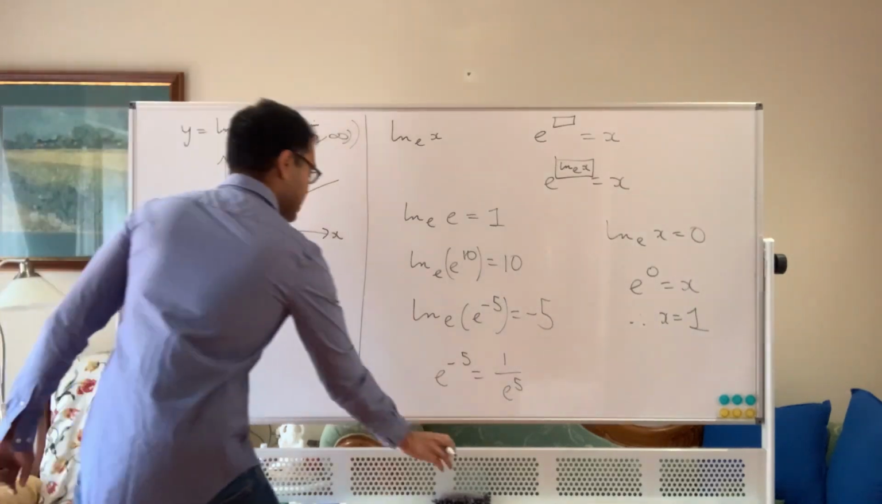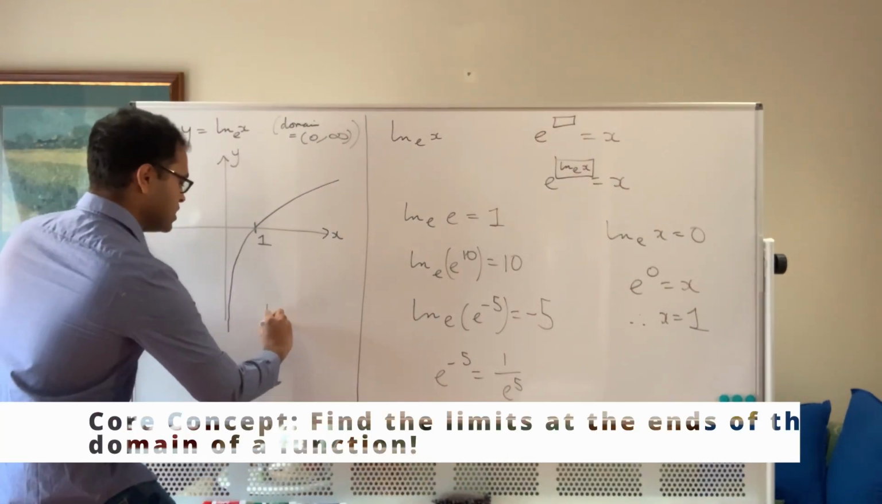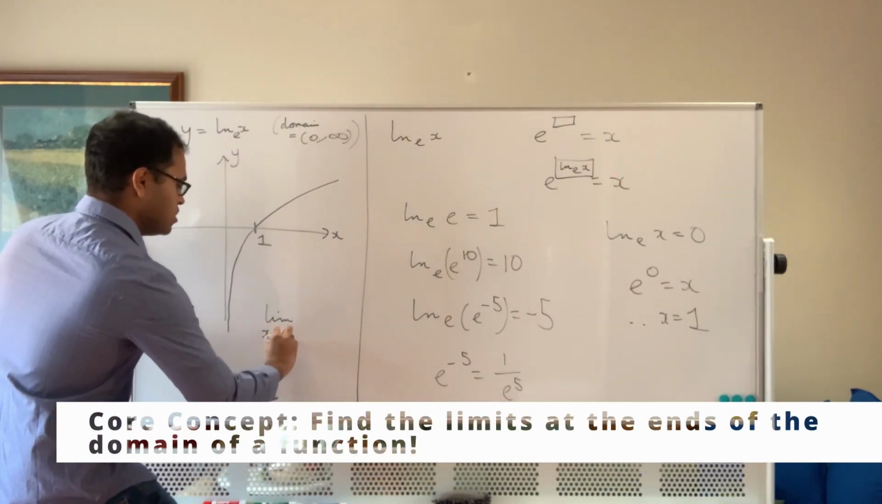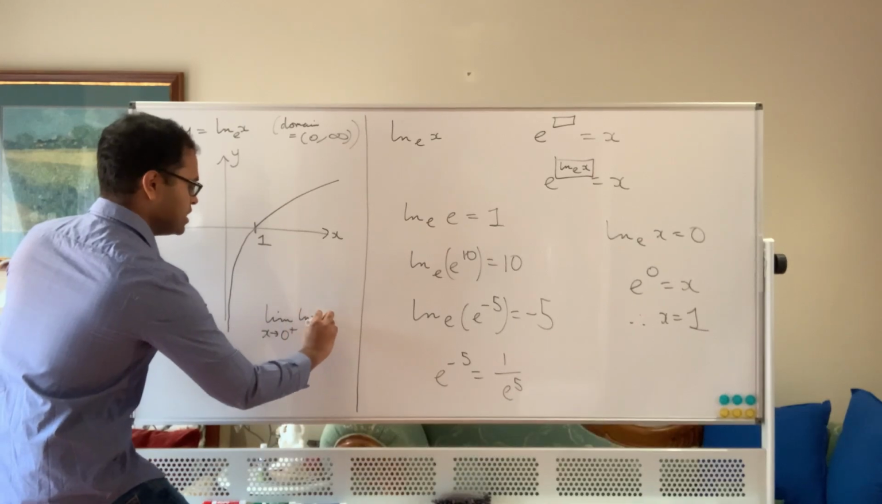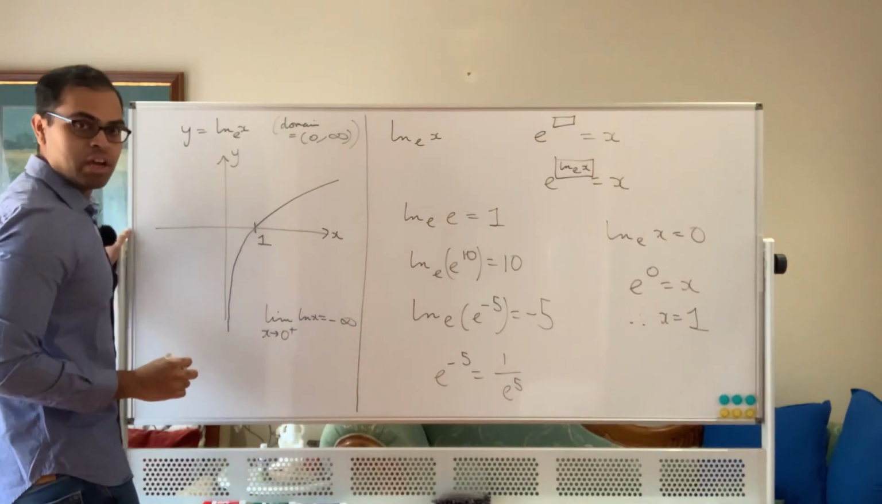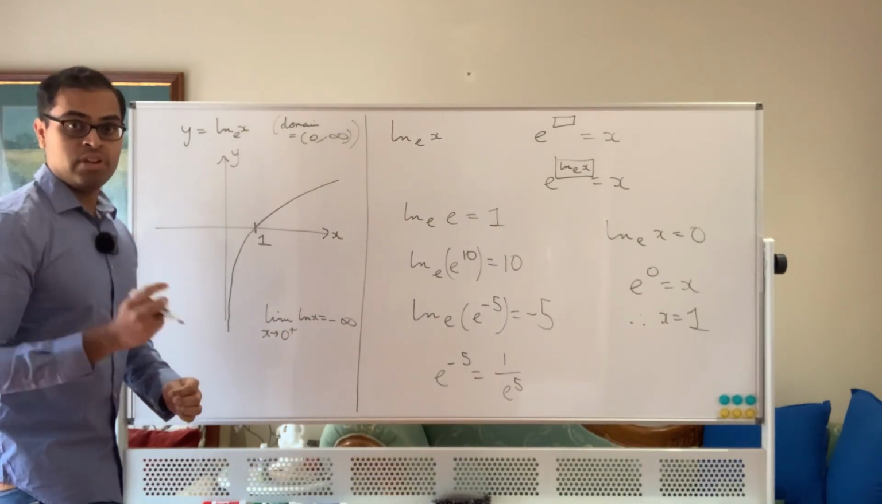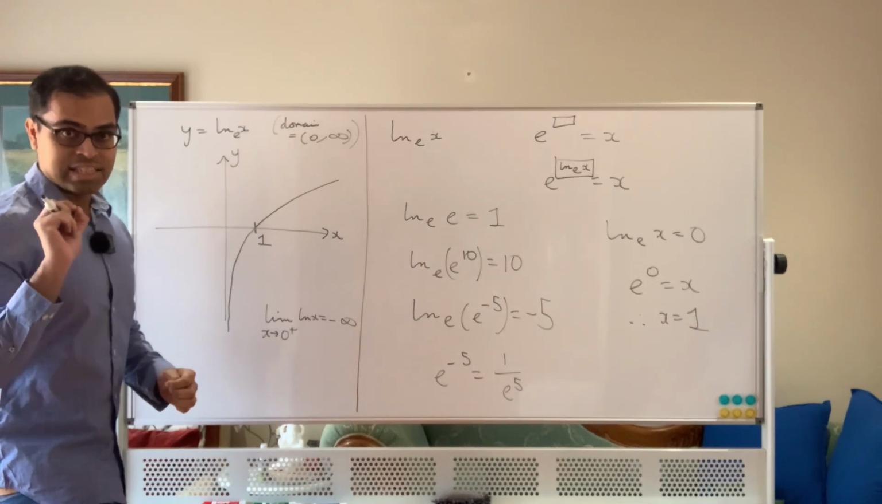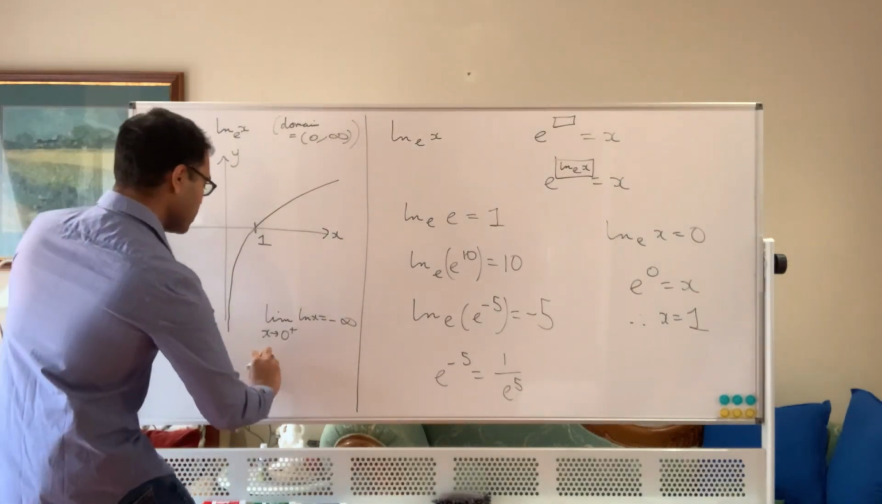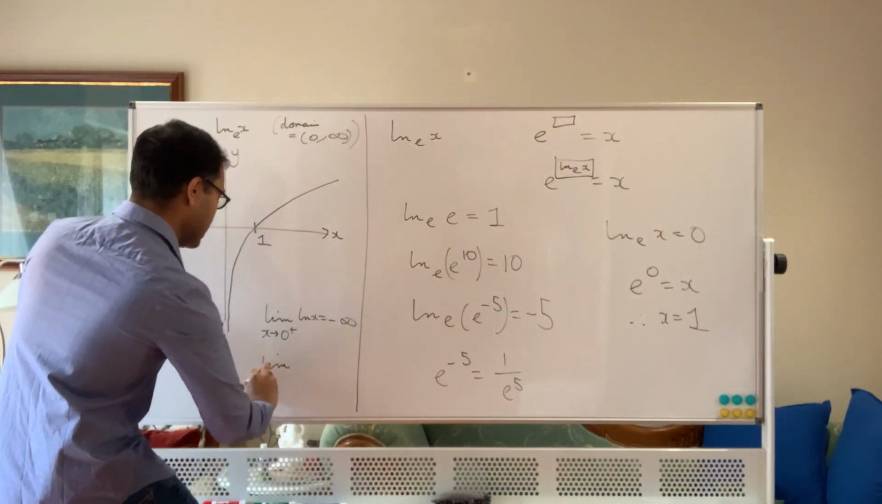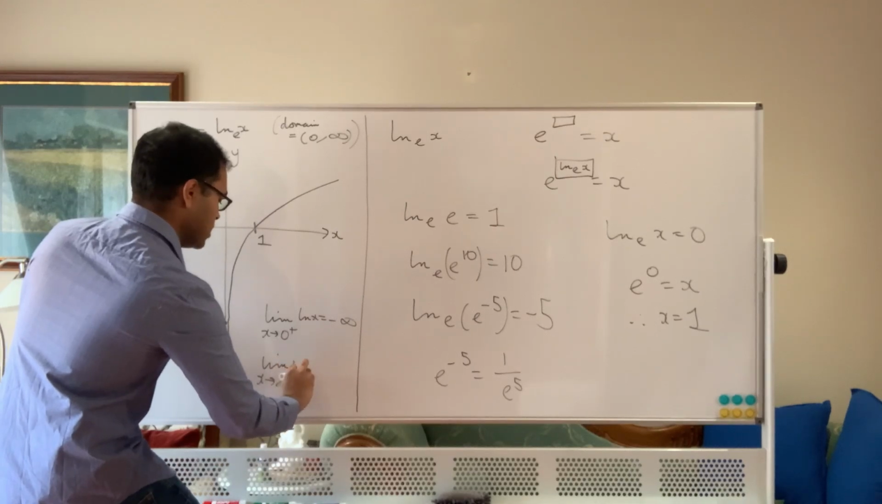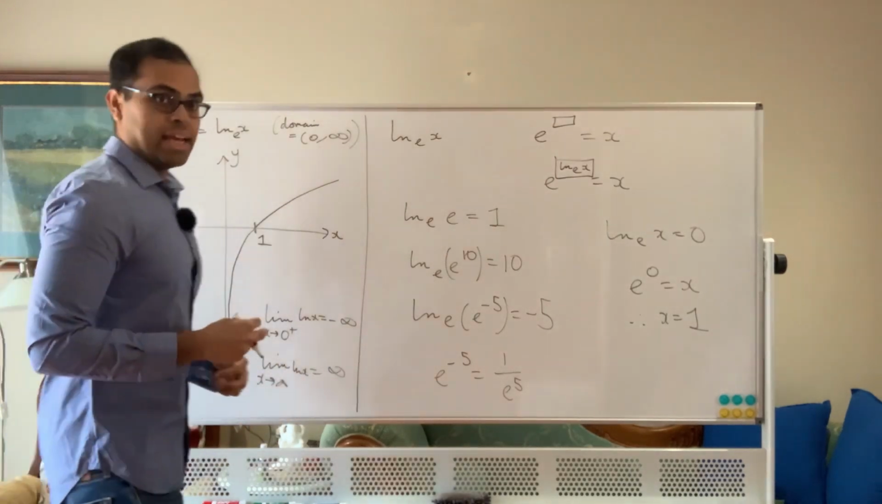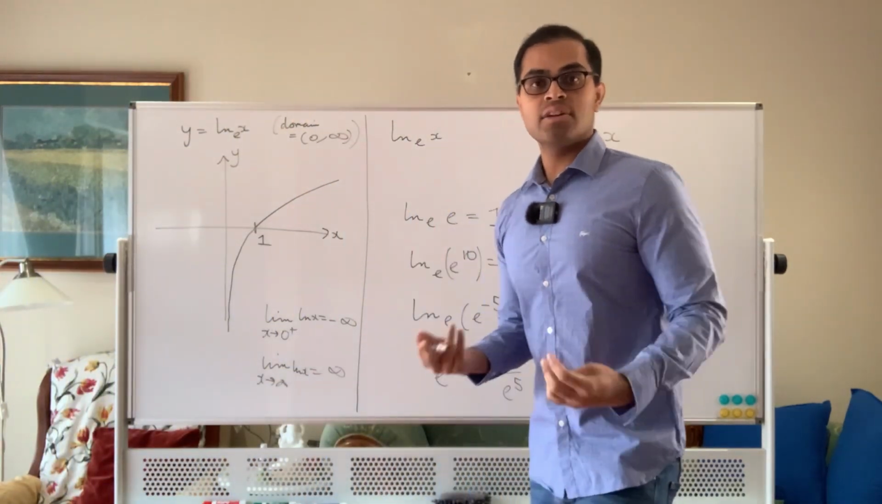So another way of saying this in the language of calculus, I'm just going to draw this here, is the limit as x goes to 0 from the right hand side of log x is going to equal negative infinity. So that means log approaches negative infinity as x approaches 0 as a small positive number, and the limit as x goes to infinity of log x is going to equal infinity. So as x gets larger and larger, log of that gets larger and larger too.